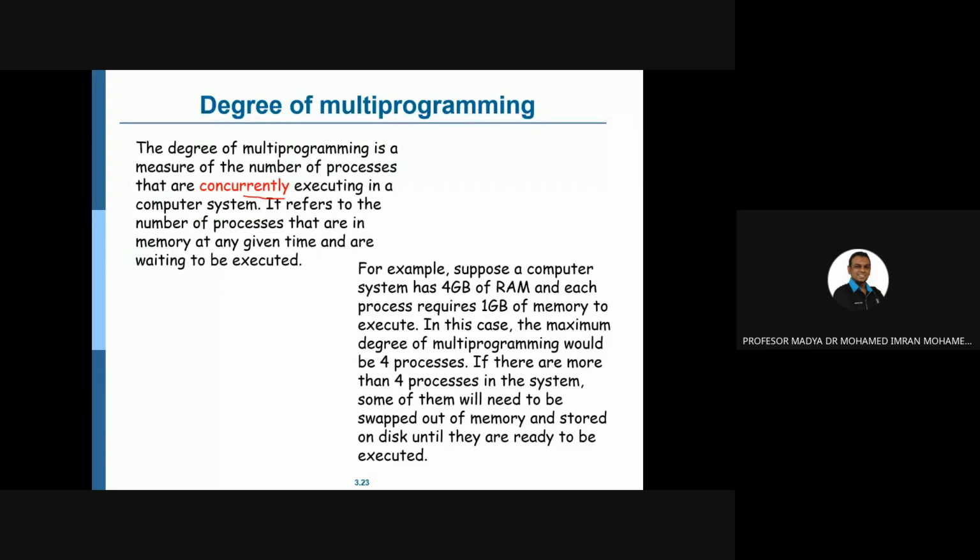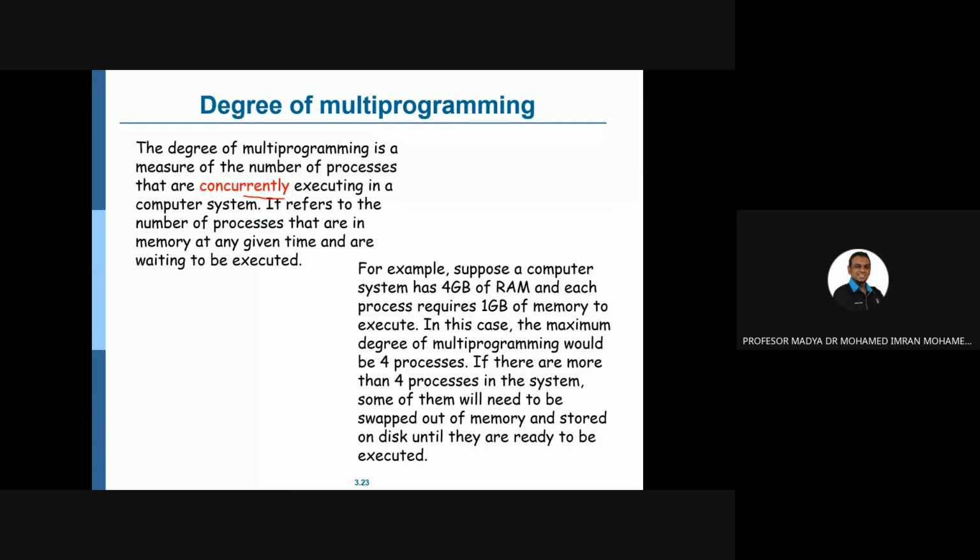The degree of multi-programming bermaksud when the operating system chooses between CPU bound process and input-output bound process, it has to make sure that the number of processes that are currently executing in the program, it has to make sure what is the number. That means dia tak boleh ada 10 CPU bound and 3 input-output. It has to be balanced. It has to be balanced and it has to be concurrent, one after another.